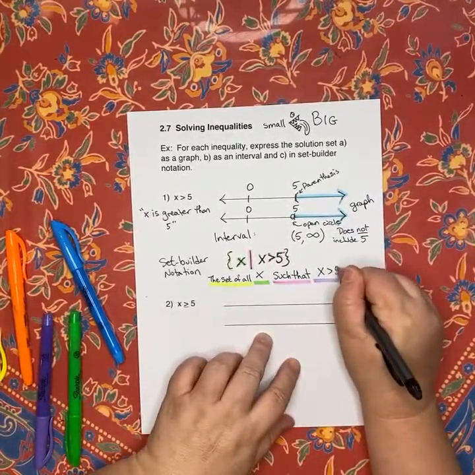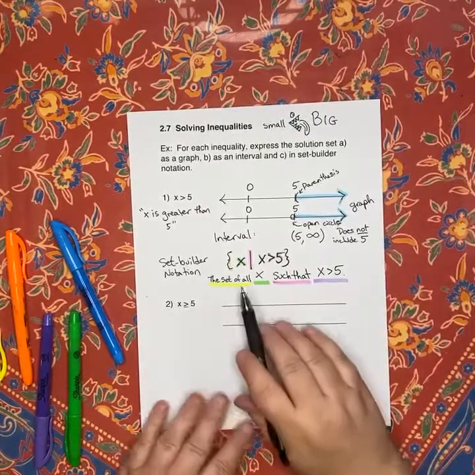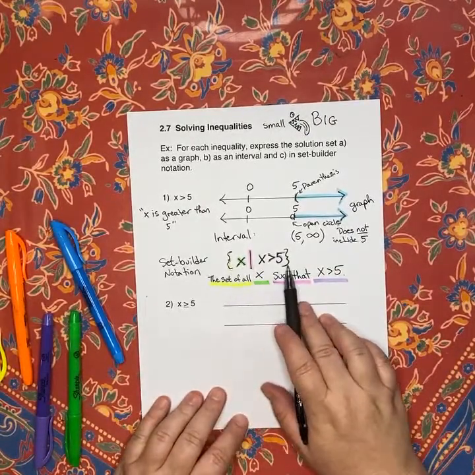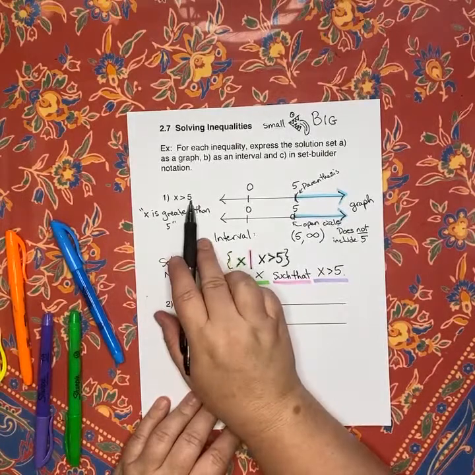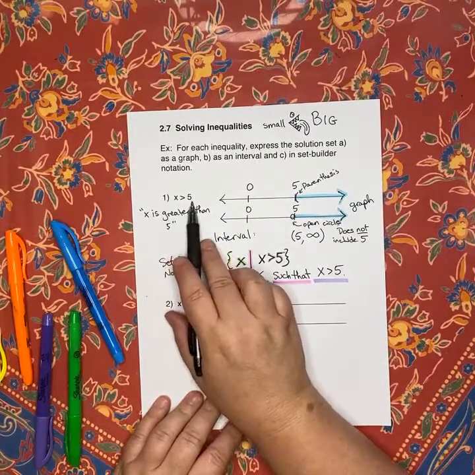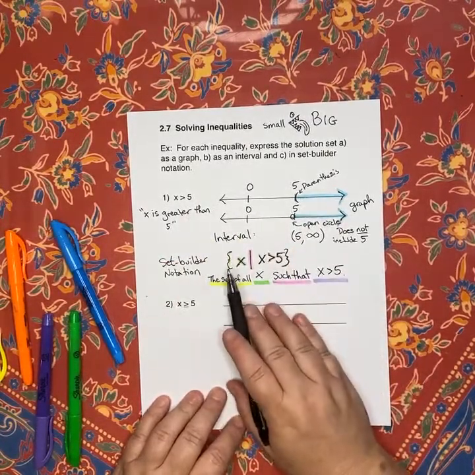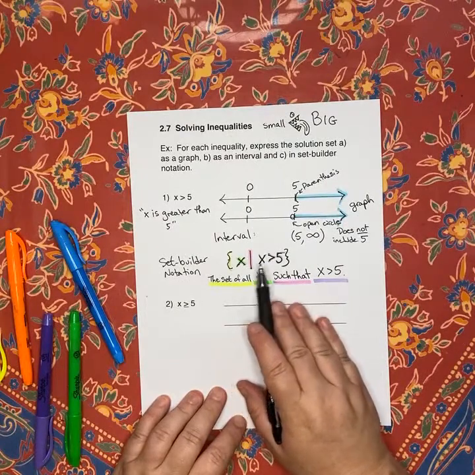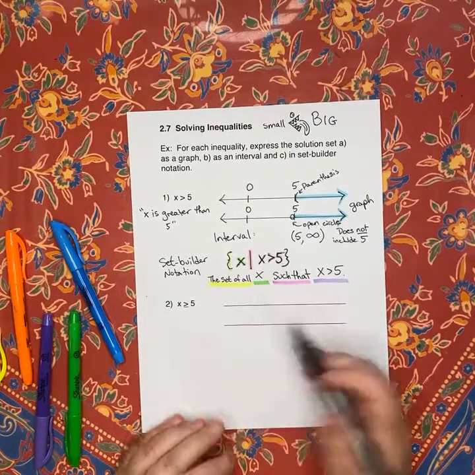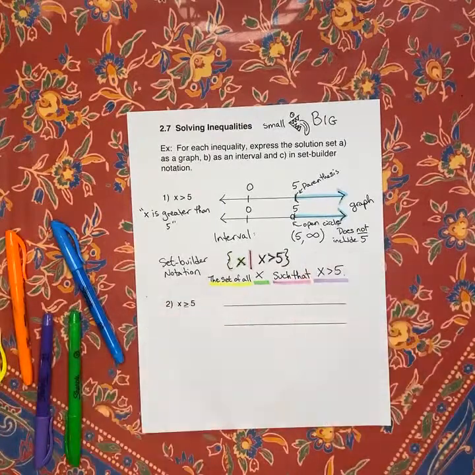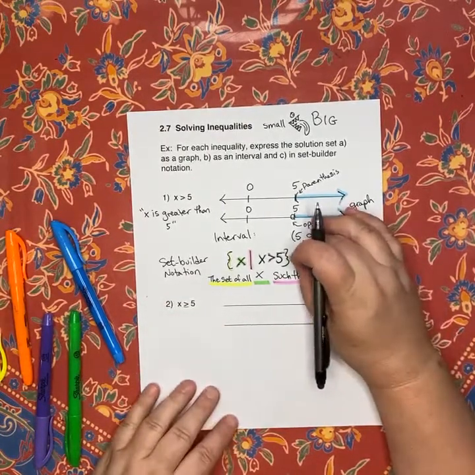x is greater than 5. So in other words, I am using a very fancy way of saying x is greater than 5. Instead of just saying x is greater than 5, I'm saying, ooh, the set of all x such that x is greater than 5. It's kind of the inequality you would take if you were having tea with the queen. So this is a very fancy way of doing it.